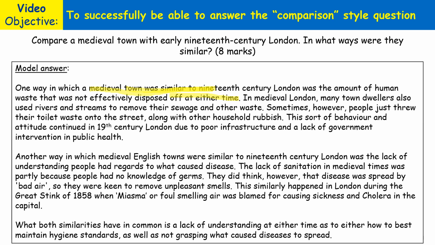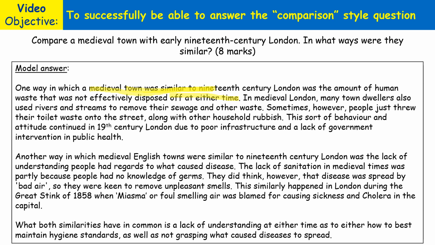So in medieval London, many town dwellers also used rivers and streams to remove their sewage and other waste. Sometimes, however, people just threw their toilet waste onto the street along with other household rubbish. So here we've made our point already in the first sentence, and we're selecting some information as evidence to show the marker that we have an understanding of what life was like in a medieval town. And then we're linking it to the second time period in the question, so early 19th century London.